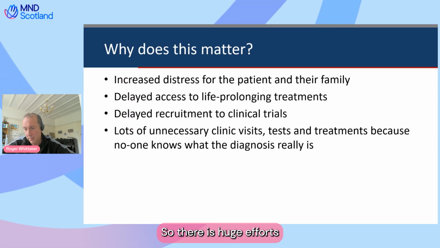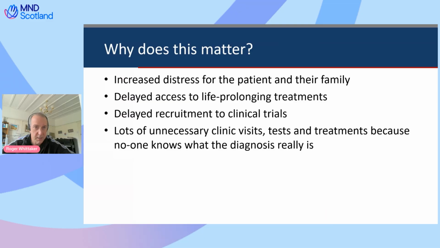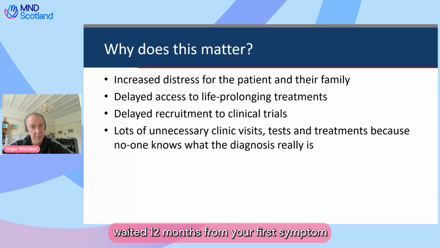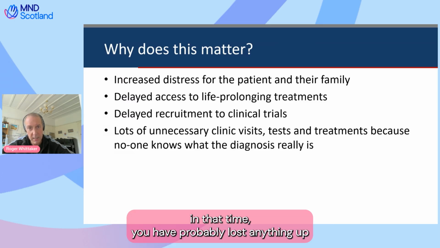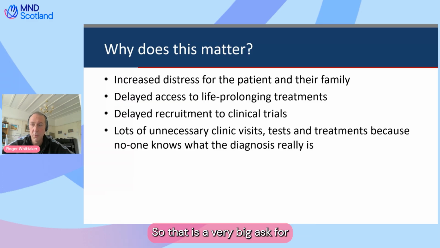So there is huge efforts being put into developing new treatments for motor neuron disease. The point is that if you have waited 12 months from your first symptom to even being considered to enter one of these clinical trials, in that time, you have probably lost anything up to half of your lower motor neurons and half of your motor units. So that is a very big ask for any new treatment to overcome.